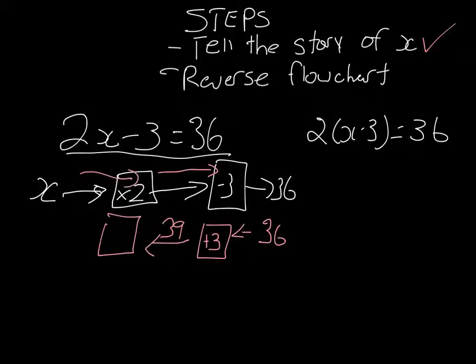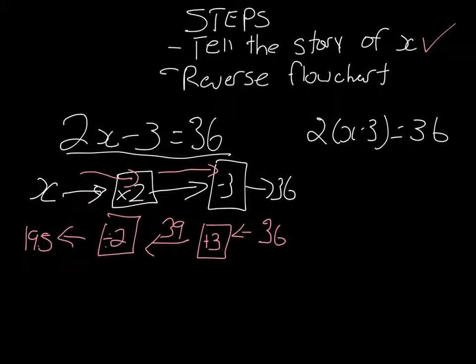Now when I come to this box here, I times by 2 when I went this way, so to go the other way I do the opposite. I divide by 2 to go through this machine. Now 39 divided by 2 is 19.5. Now you might be thinking, why did I give such a complicated example? Because I want you to understand that solutions to equations can be negative numbers, they can be fractions. Okay, so the answer to this is x is 19.5.